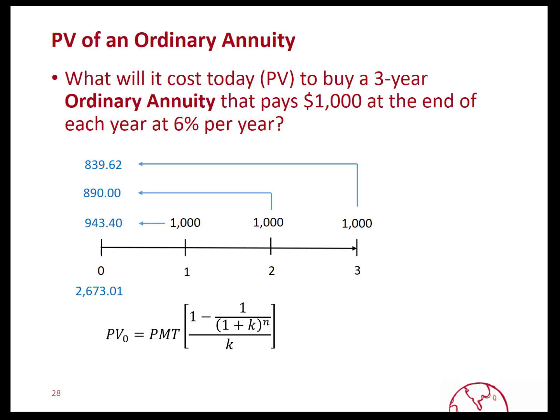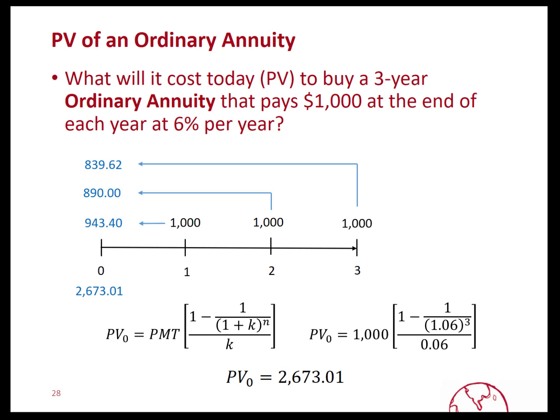Again, you just have to know the formula. You plug in your payment of $1,000, your interest rate k of 6%, or your discount rate, 3 periods, and you will get this.